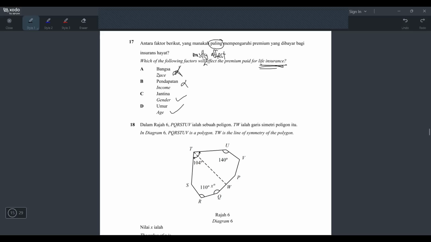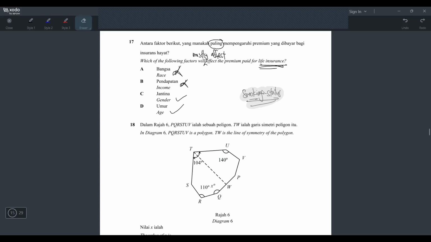It doesn't mean like, oh, you're Chinese, so your premium lagi mahal. No such thing. Income also will not affect your life insurance. Life insurance, they only look at your age, gender, and one more they will look at is your smoking status. Smoking status will actually increase your risk of dying, like getting cancer, stuff like that, right?